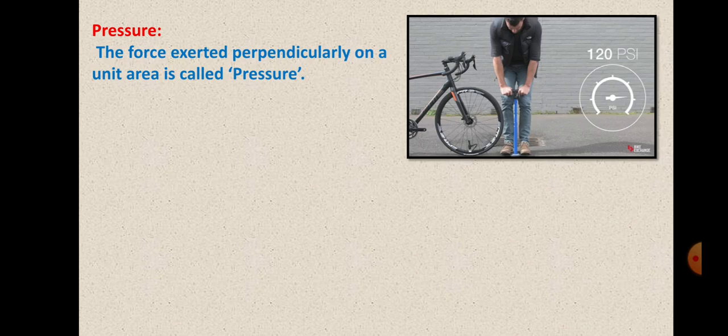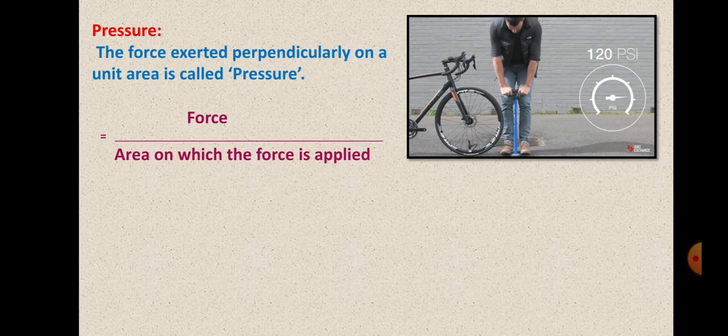So the force exerted perpendicularly on a unit area is called pressure. And the formula for pressure is force upon area on which the force is applied. That means, as I said, the force is a vector quantity. It has the magnitude and the direction. Now it depends upon the area on which the force is applied. Okay, this is called the pressure.